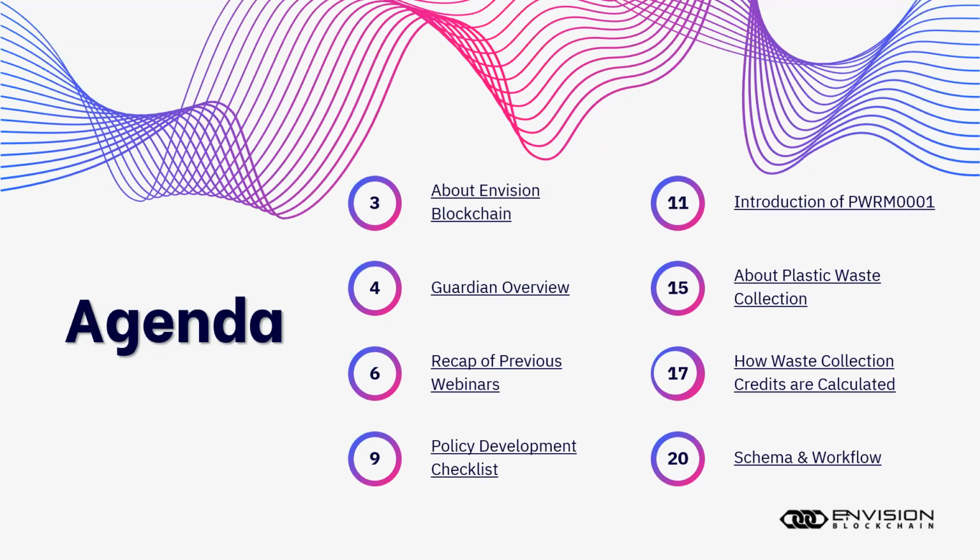These include some information about Envision blockchain, a Guardian overview, recap of previous webinars, our policy development checklist. Then we'll go over an introduction of PWRM0001, go over some information about plastic waste collection, how waste collection credits are calculated, and then we'll show you our schema designs and the workflow.